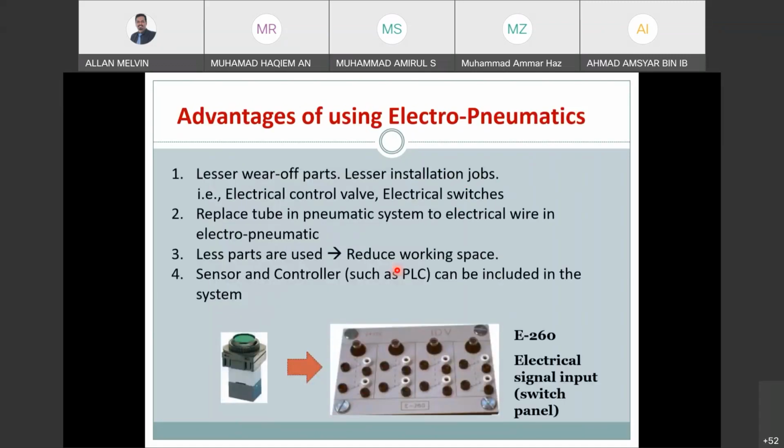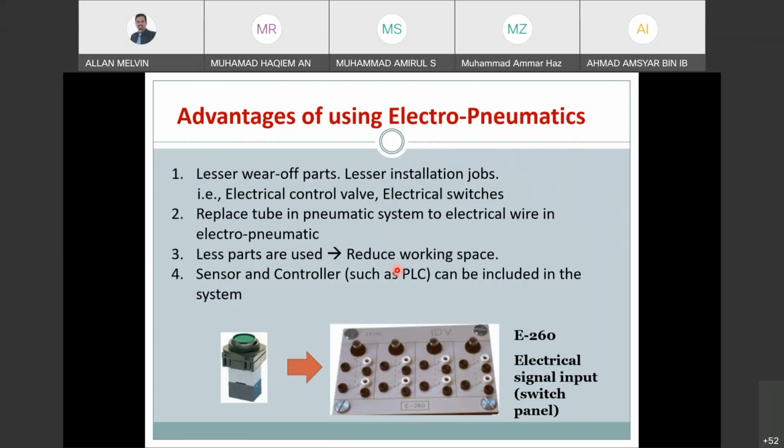Okay, so some of the advantages of using electro-pneumatic. Maybe you will be asking why electro-pneumatic, why not other stuff? Okay, so it has some advantages. The advantages will be lesser wear of parts, and lesser installation job, because I think we are more towards electrical. Because electrical power is available all the way to the house. Okay, until the house we have electrical supply. So you can use the electrical.